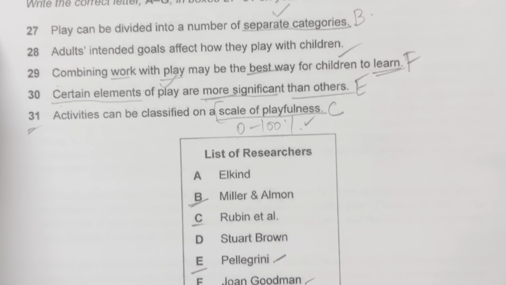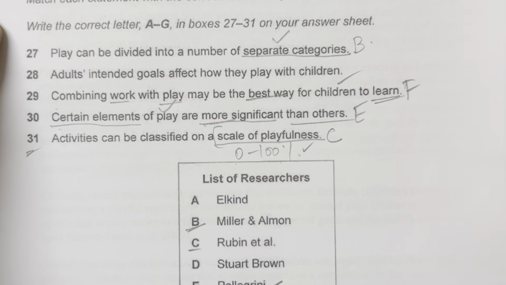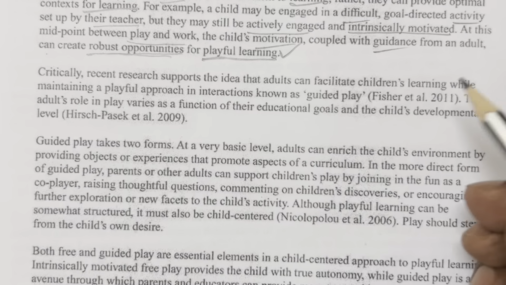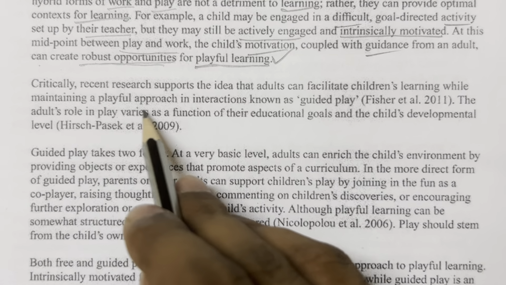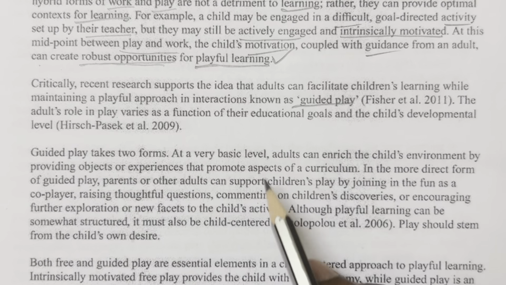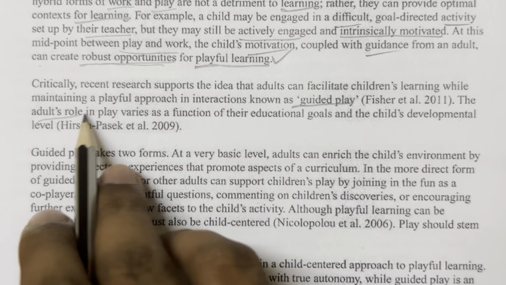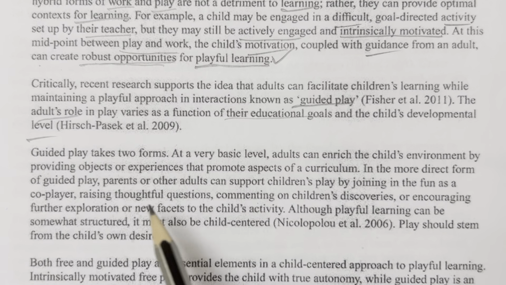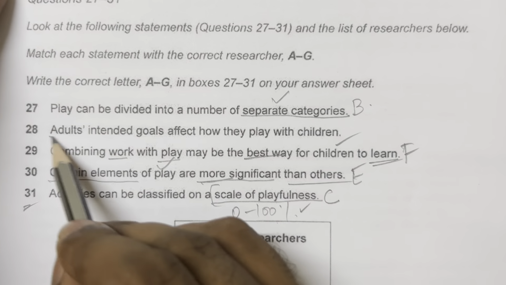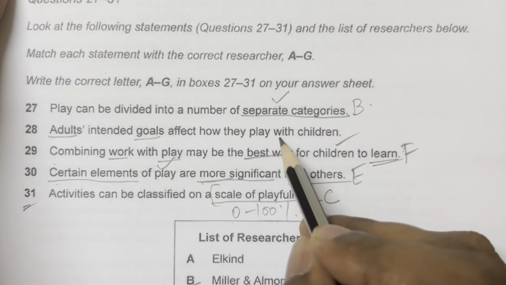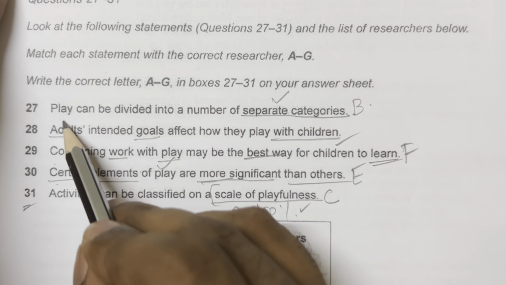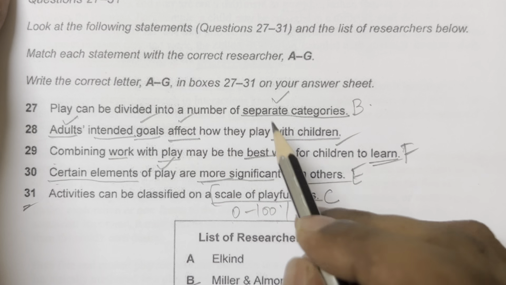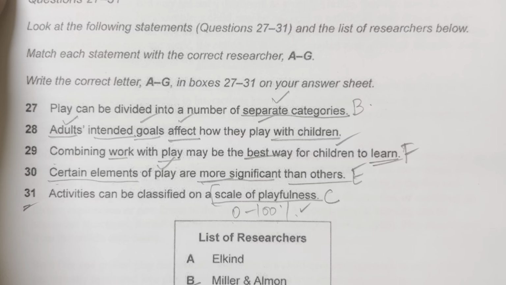Okay, guys. The last one I think is pending. So critically, recent research supports the idea that adults can facilitate children's learning while maintaining a playful approach in interactions known as guided play. Fisher. The adult's role in play varies as a function of their education goals and the child's developmental level. Here is the question. Adults' intended goals affect how they play with children. Okay, so adults and their intended goals have an impact on how they play with children. So did we read this somewhere?